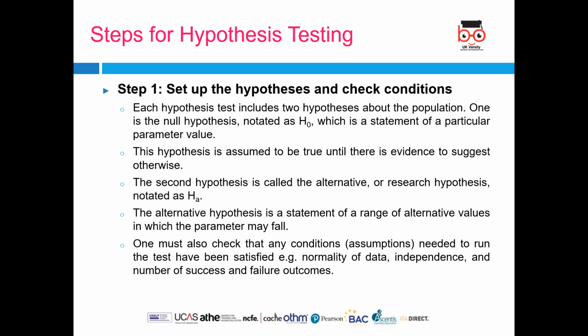The second hypothesis is called the alternative or research hypothesis, noted as HA. The alternative hypothesis is a range of alternative values in which the parameter may fall. One must also check that any conditions needed to run the test have been satisfied. For example, normal distribution of the data, independence of the variables, and number of success and failure outcomes. The key takeaway from this slide is that you first need to set up the hypothesis, which guides your entire study, and check the conditions.